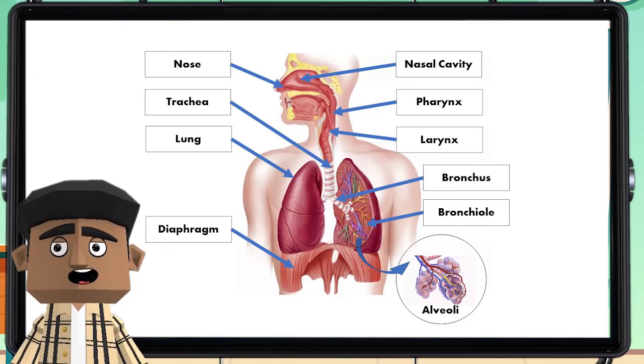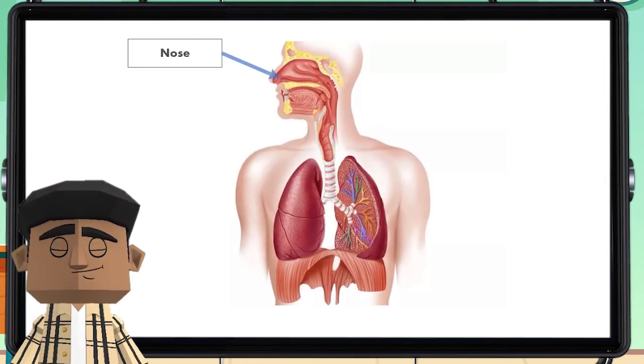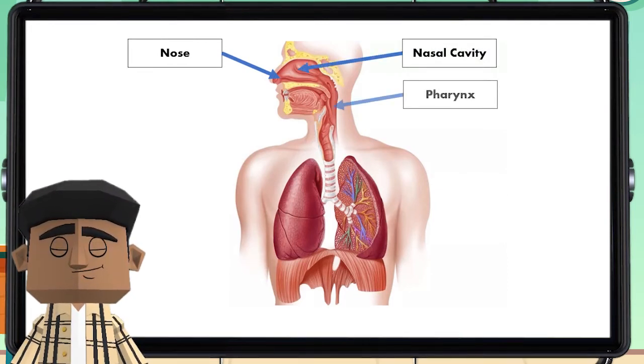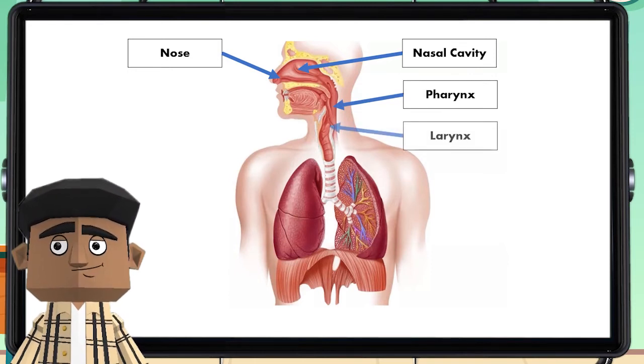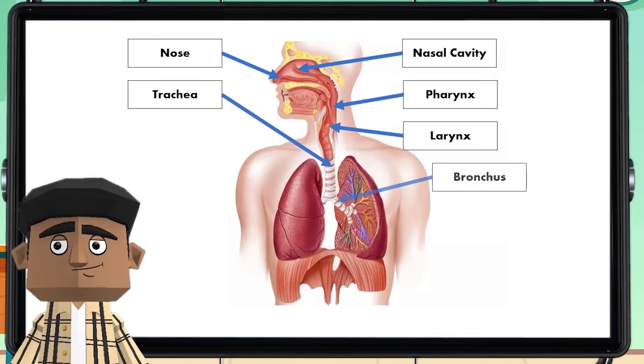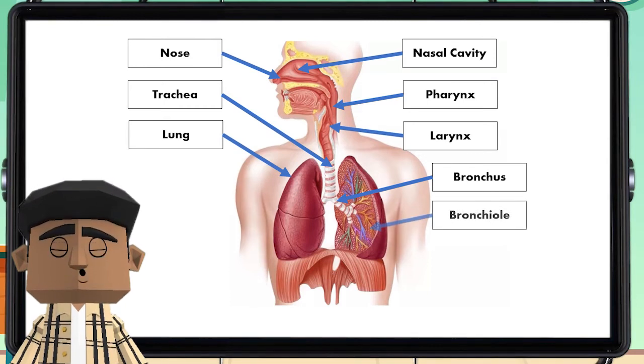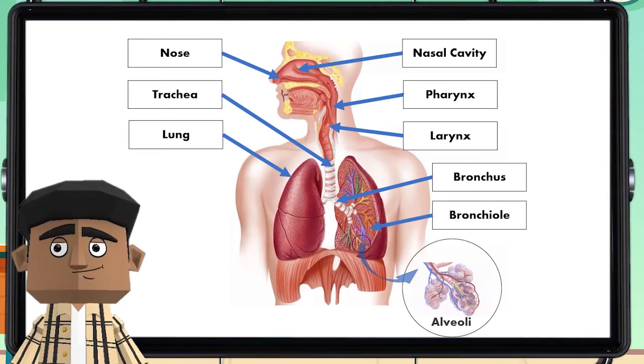The parts of the respiratory system are the nose, nasal cavity, pharynx, larynx, trachea, bronchus, lung. Inside the lungs are the bronchioles. At the end of the bronchioles are alveoli and the diaphragm. Can you now identify the parts of the respiratory system and describe its function on your own?